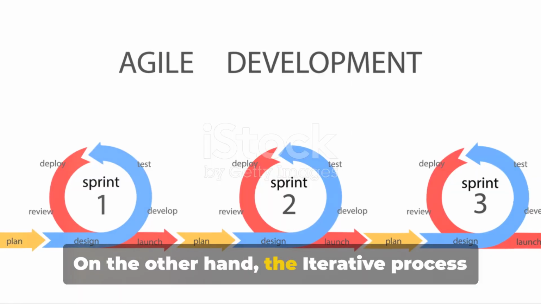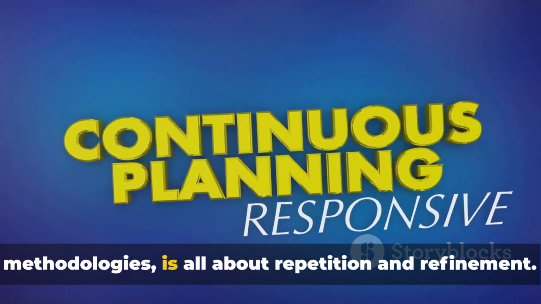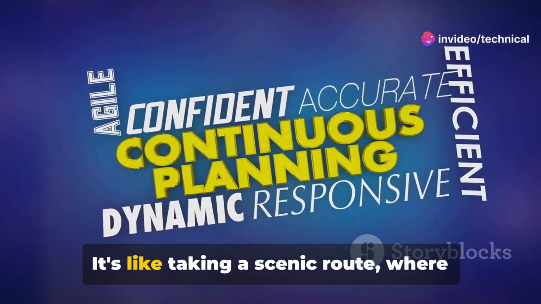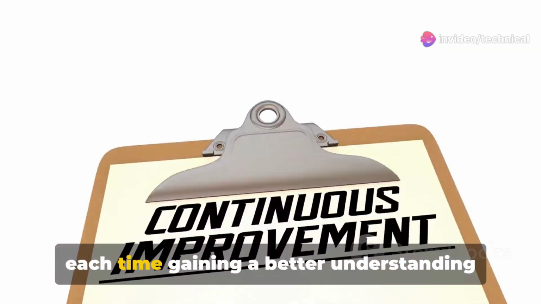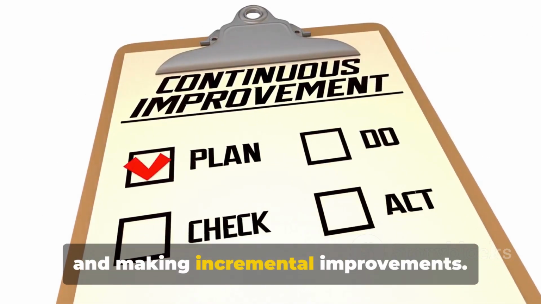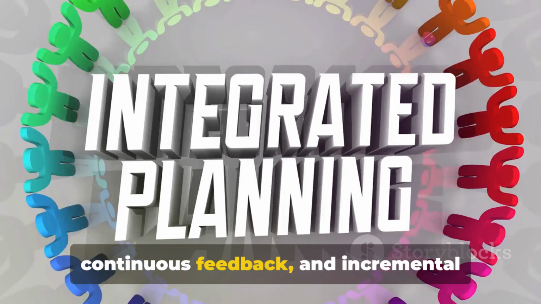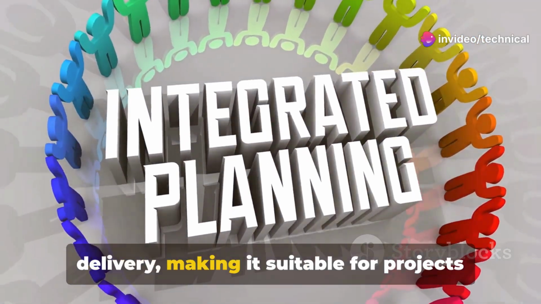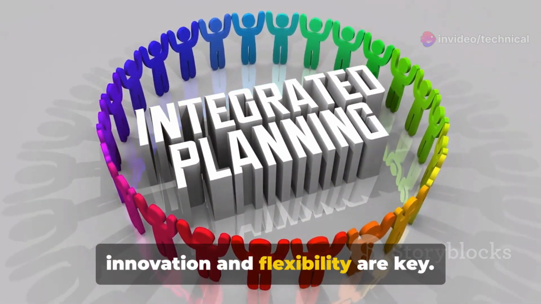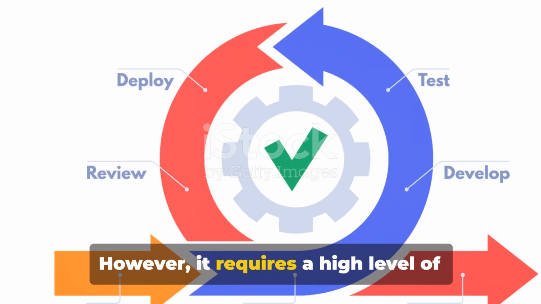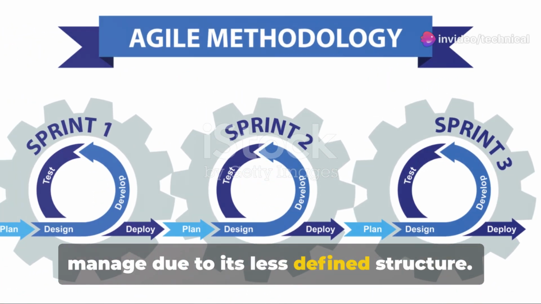On the other hand, the iterative process model, often seen in spiral or agile methodologies, is all about repetition and refinement. It's like taking a scenic route, where you revisit certain areas multiple times, each time gaining a better understanding and making incremental improvements. This model excels in its adaptability, continuous feedback, and incremental delivery, making it suitable for projects with evolving requirements, or where innovation and flexibility are key. However, it requires a high level of communication and can be challenging to manage due to its less defined structure.